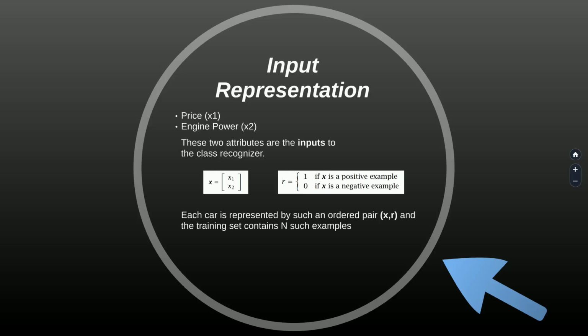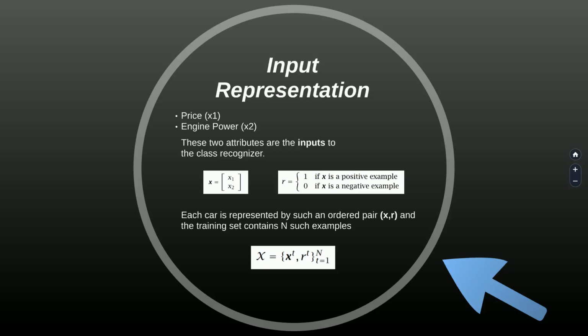So in our input representation, each car is going to be represented by an ordered pair x and r, where both x and r are vectors, and the training set is going to contain n such examples. So we could have any number, the more the better. This is machine learning, so large data sets are going to be more beneficial just because of probability theory. However, that number is undefined here, but we can write our entire input as this capital X is equal to the set of x^t, r^t, summed from t equals 1 to n, where 1 to n is just going to be an ID for our different inputs.